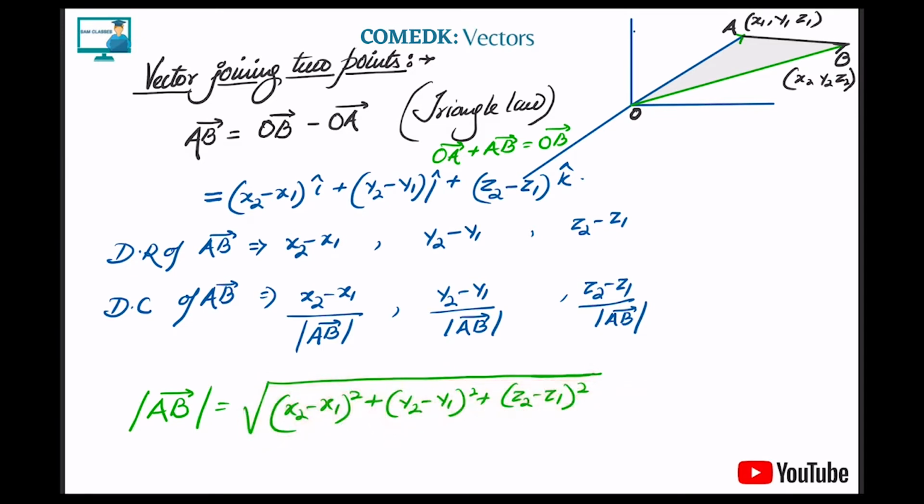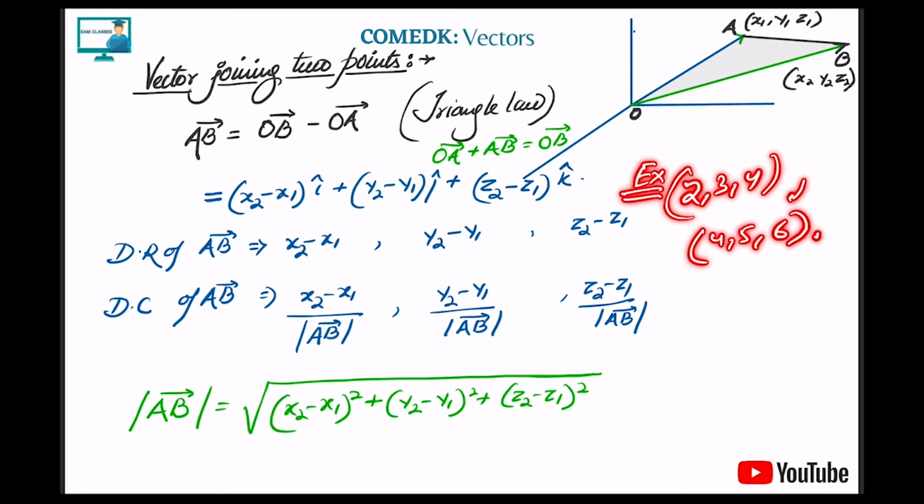Very simple. Okay. Clear? Let's take a short, simple example. So we have an example. We'll explain by this only example. Let's say we have taken 2 points. One point is 2, 3, 4, and the other point is 4, 5, 6. So we need to find the vector formed by these 2 points, the AB vector.